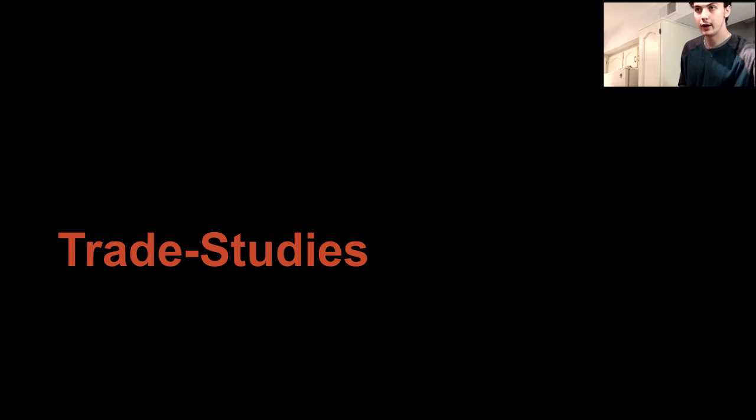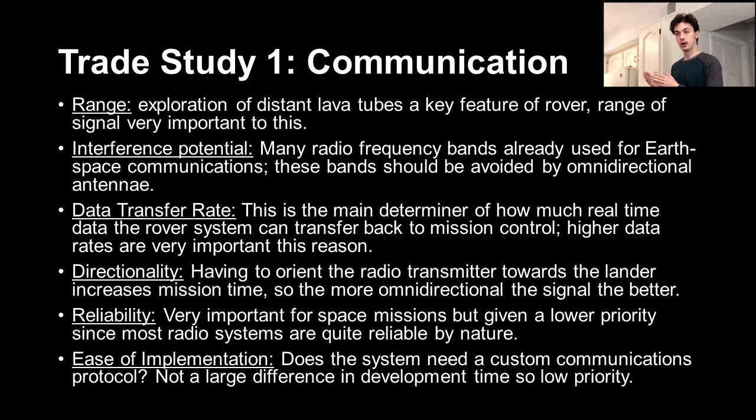So we look to existing examples for inspiration. For example, the communication between the rover and the lander. 6 things were considered: the range, the interference potential between other signals that are already in space, the rate of data transfer, and less important were the directionality of the signal, the reliability of the radio transmitters, since most radio transmitters are pretty reliable systems anyway, and how easy would they be to implement. Would they use a custom communication protocol or not?